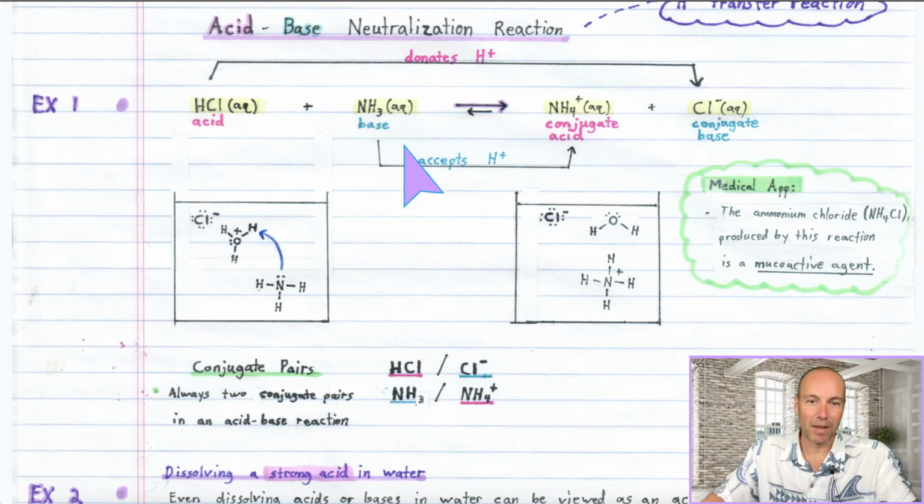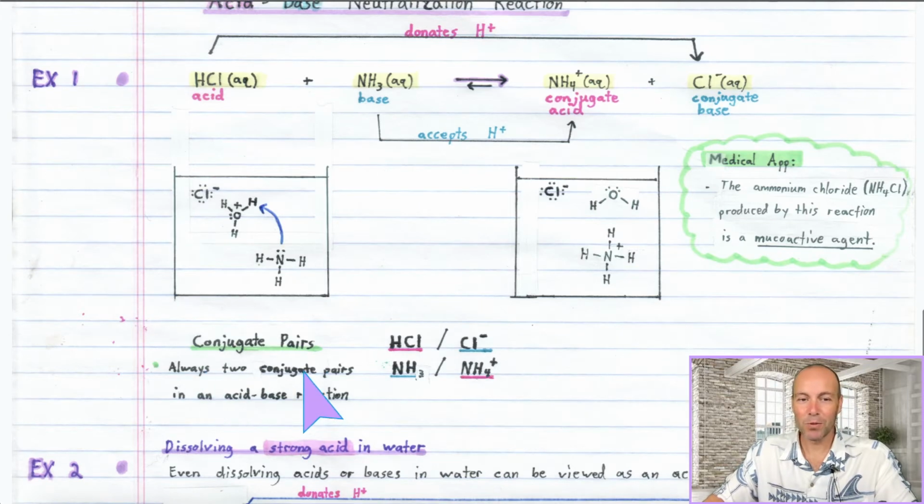So you got one pair. This is the base form, that's the acid form, and then you got the other pair. This is the acid form, and that's the base form. Always two conjugate pairs in an acid-base reaction.